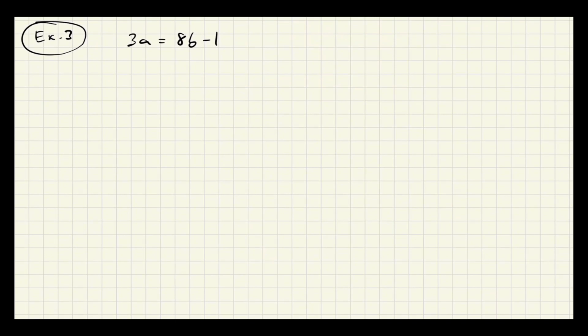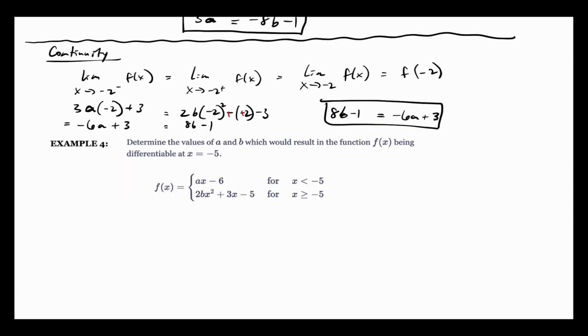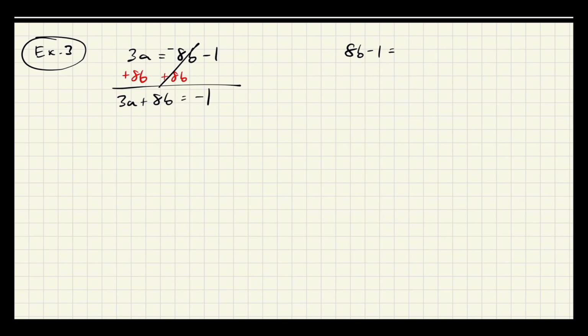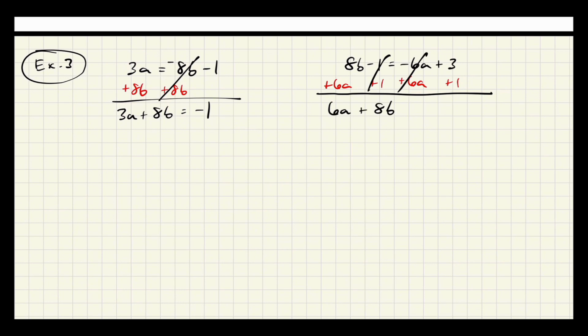Oops, negative B. We've got to get A and B on the same side. Negative 1. Okay, there's my first guy. The second one is 8B minus 1 equals negative 6A plus 3. Okay, so I'm going to add 6A to both sides, and I'm going to add a 1 to both sides. So I get 6A plus 8B equals positive 4.